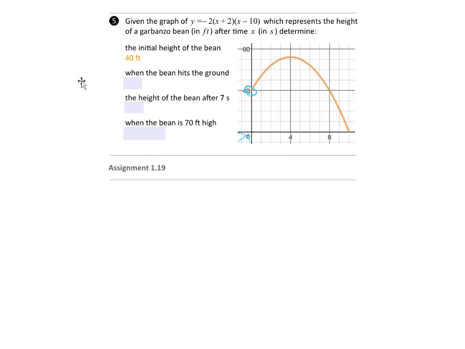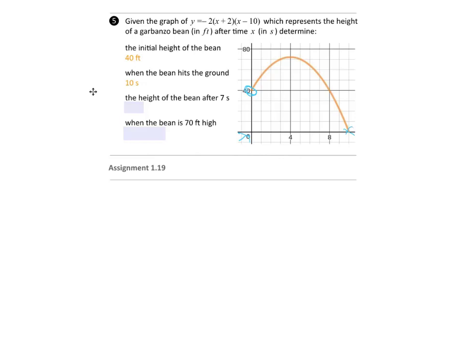When does the bean hit the ground? Well, if we follow the trajectory, we want to know when the height is 0. We can't go negative time, but we do have denoted by the x there, the time at 10 seconds. So it's 10 seconds until it hits the ground.